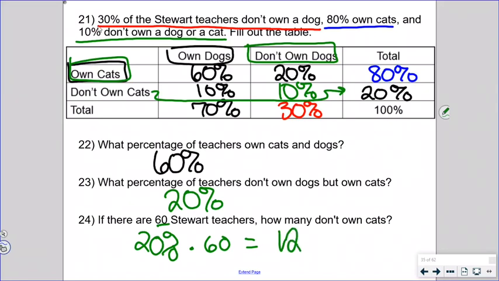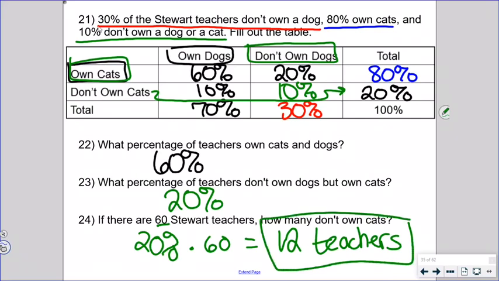12 terrible monsters who don't own cats. I'll never understand. I can't judge. Maybe they're allergic. Maybe there's weirdos who are allergic. I'm sorry. So that's that.